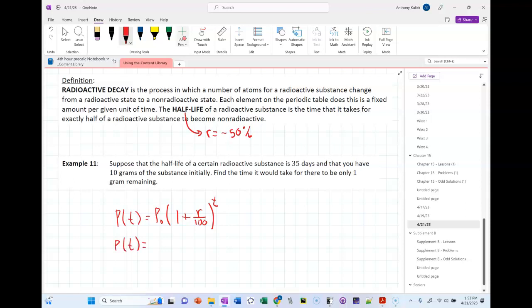What should my P naught be? That's the initial amount of substance. Can somebody tell me what the P naught should be for this problem? 10, very good. Right, it says you have 10 grams of the substance initially. What should the value for R be? Who can tell me that?